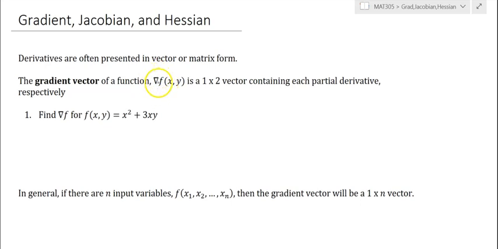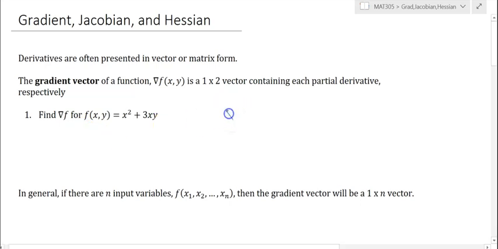And it is written like this. Some people will just say grad f or gradient f. It is a 1 by 2 vector containing each partial derivative respectively. So in other words, we have x and we have y. We just want to keep the order the same. So inside of our vector, we're going to have the partial of f with respect to x, and then the partial of f with respect to y. So it's going to look like this.